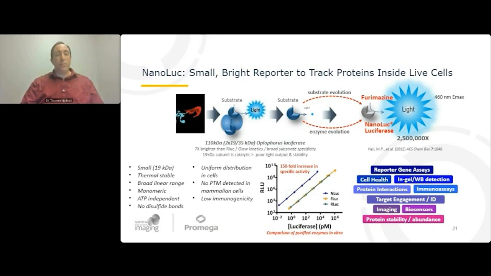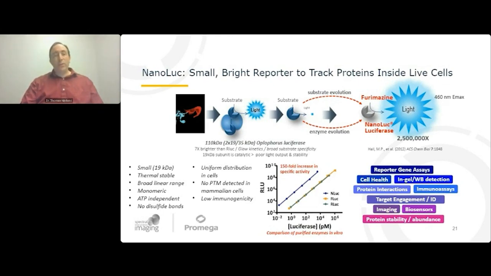It's a 10-strand beta barrel. It's a small luciferase, only 19 kilodaltons. Thermostability, it's got an extremely good linear range. It's extremely bright, approximately a log and a half brighter than both Renilla luciferase and Firefly. It's monomeric. It's ATP independent. And because it has no disulfide bonds, it's equally functional inside and outside of cells.